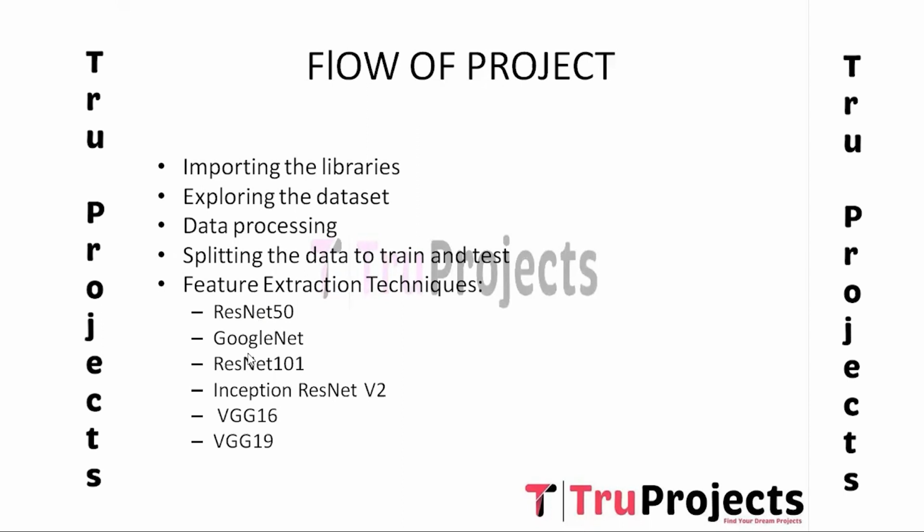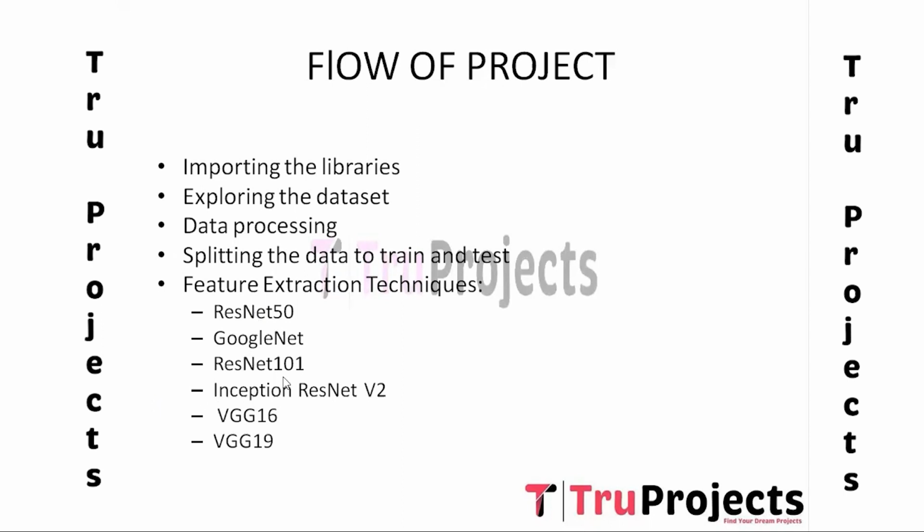The second one is GoogleNet. It is also known as Inception V1, a deep convolutional neural network known for its computational efficiency and accuracy. It uses the Inception module, which employs multiple filter sizes in parallel to capture features at different scales.